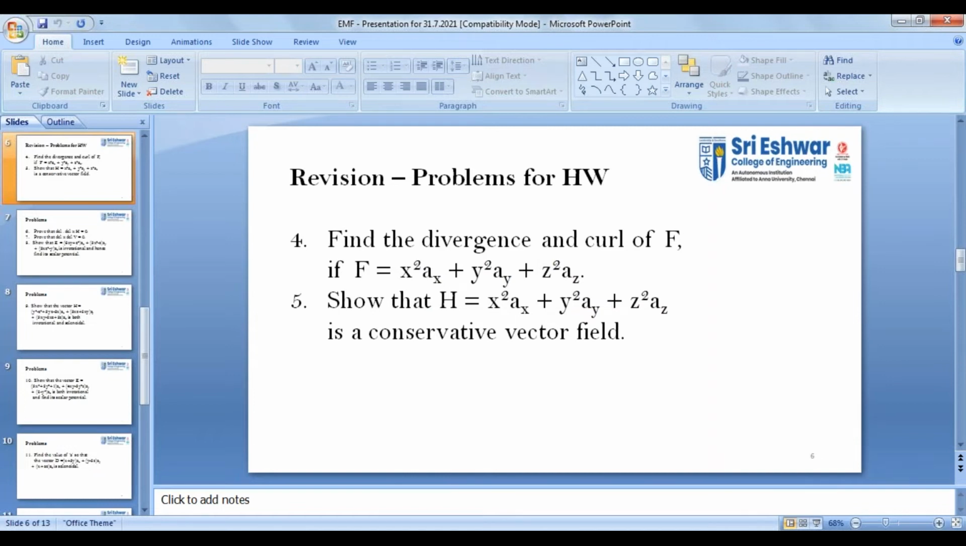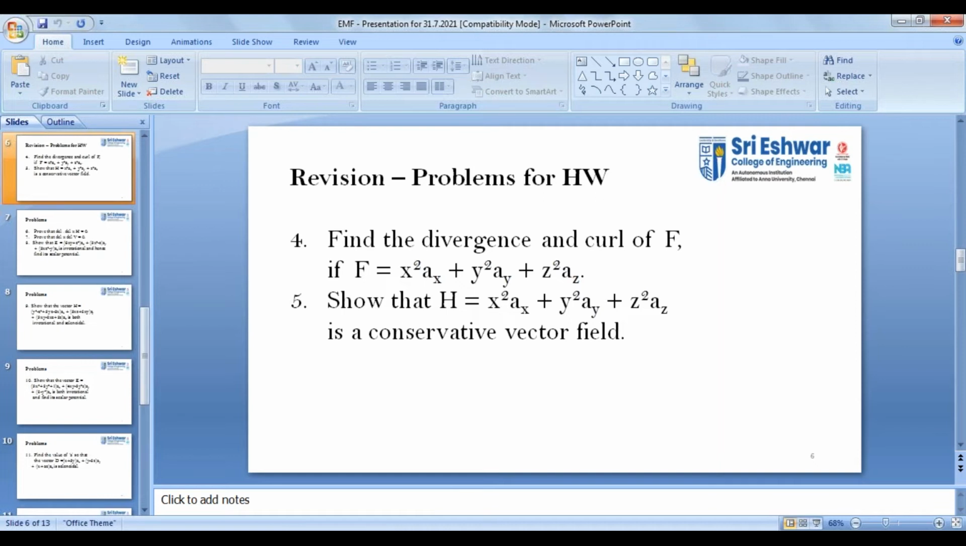Divergence and curl. For the first and second problems, what we have done is we found the values of del dot the given vector H and del cross A vector, and we found that those values are 0. So we wrote that the given vector H is solenoidal, and the given vector A is conservative or irrotational. Here, for the third and fourth problems, we have to find an answer that need not be 0.